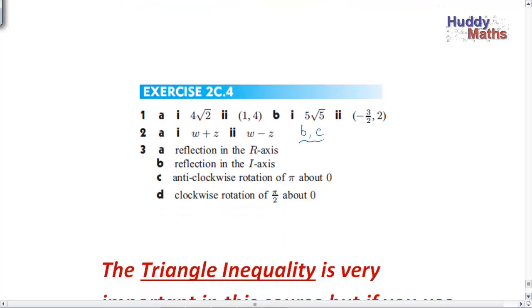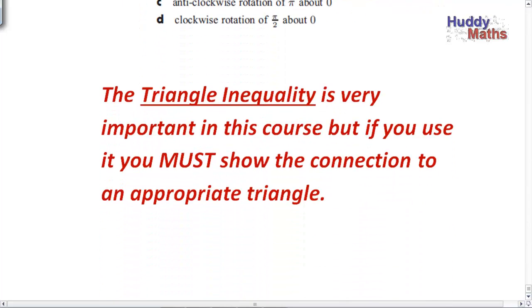Now, down here, I've got something very important. I'm going to show you how to use this in a minute. The triangle inequality is very important in this course. If you use it, you must show the connection to an appropriate triangle. So remember what the triangle inequality is.